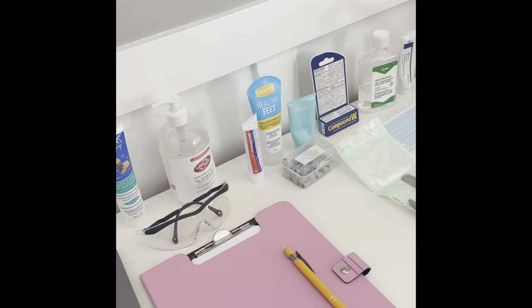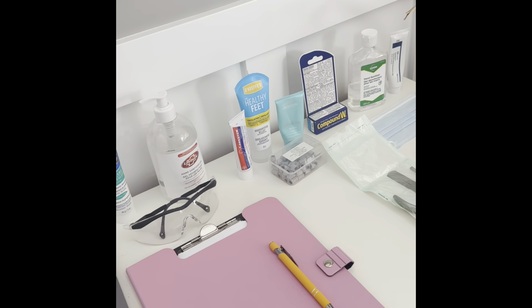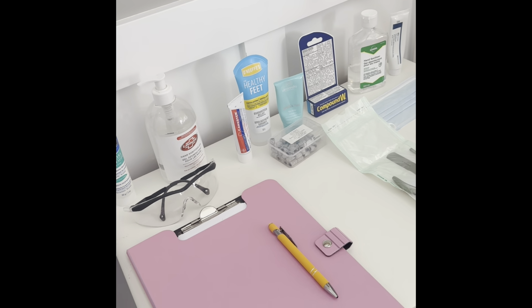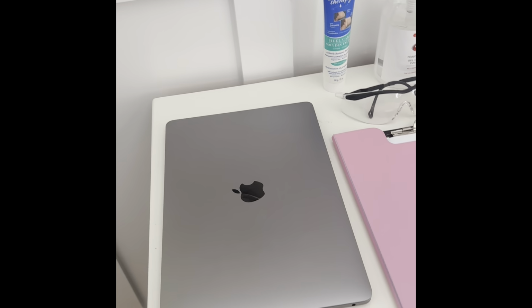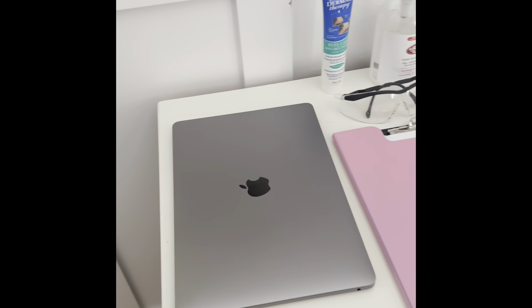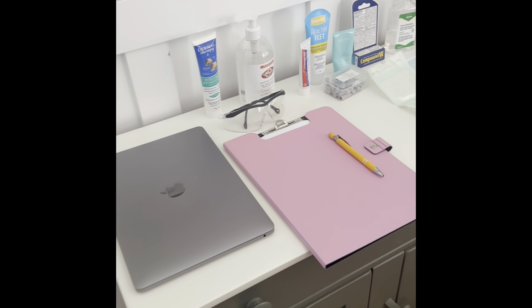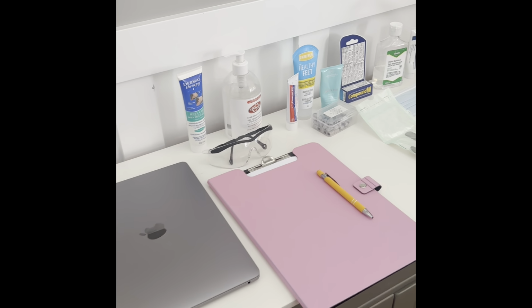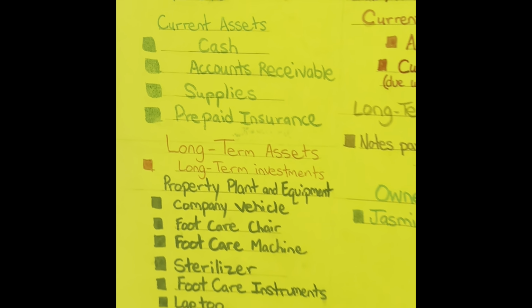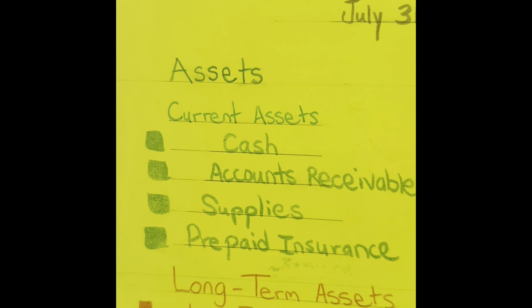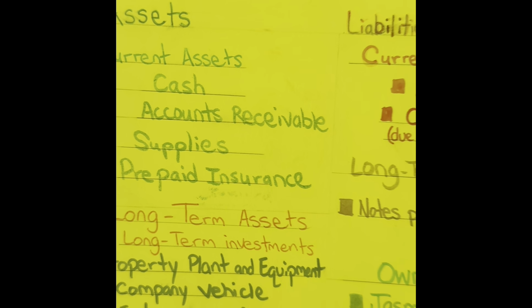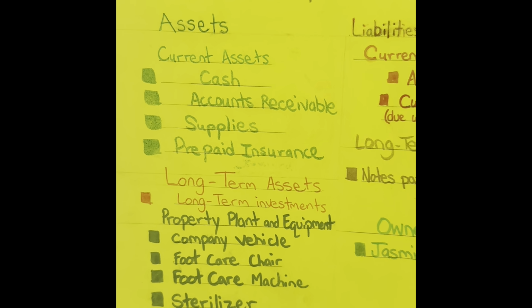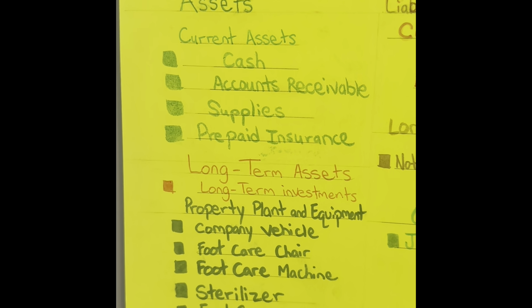I also have prepaid insurance. I do have insurance for this type of business, just in case anything is to go wrong. And my prepaid insurance is paid in advance, so it would be part of the current assets. And these 4 make up my current assets, all to be used within the year.